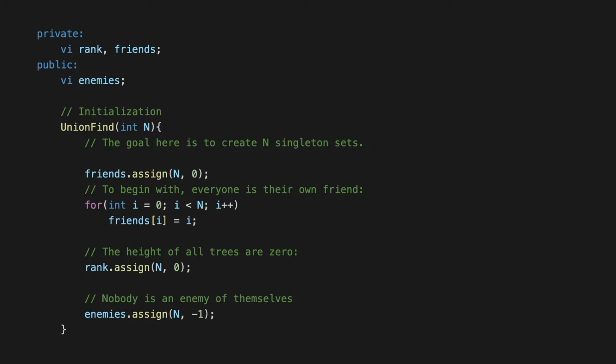For friends and rank, it's as before. In fact, in the problem statement as well, you'll see that it's been made explicit that everybody is a friend of themselves and nobody is their own enemy. So the friends are singleton sets to begin with, so that's our standard initialization. And for enemies, we just want to basically say that we're starting off with a blank slate and there are no recorded rivalries right in the beginning. So we just follow the convention that we're going to use a value of -1 to designate that this person has no known enemies at the moment. So that's a simple initialization.